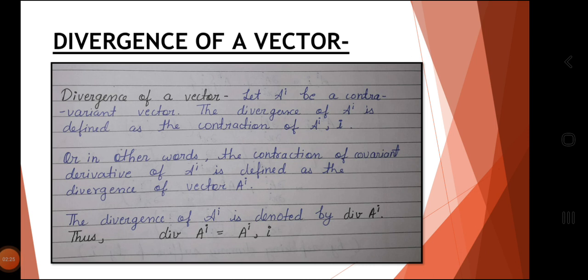Now we will understand divergence of a vector. Let A^i be a contravariant vector. The divergence of A^i is defined as the contraction of A^i,j, or in other words, the contraction of the covariant derivative of A^i is defined as the divergence of vector A^i. The divergence of A^i is denoted by div A^i. Thus, divergence of A^i equals A^i,i.